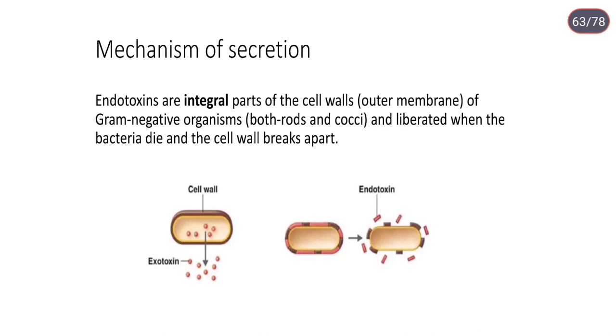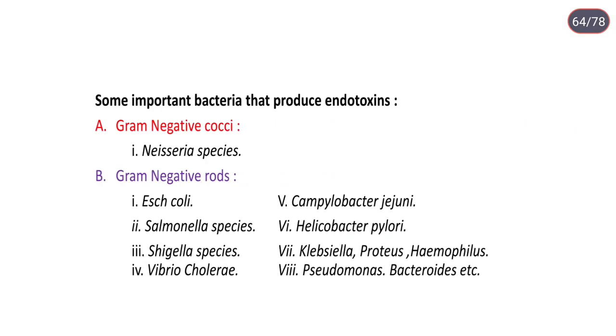So how is it secreted? It is secreted by the lysis of the cell membrane, disintegration of the bacterial cell membrane. You can see here. Okay, these are some bacteria which produce the endotoxin, like gram-negative cocci, Enterobacter species, and other gram-negative rods. I'm skipping it.